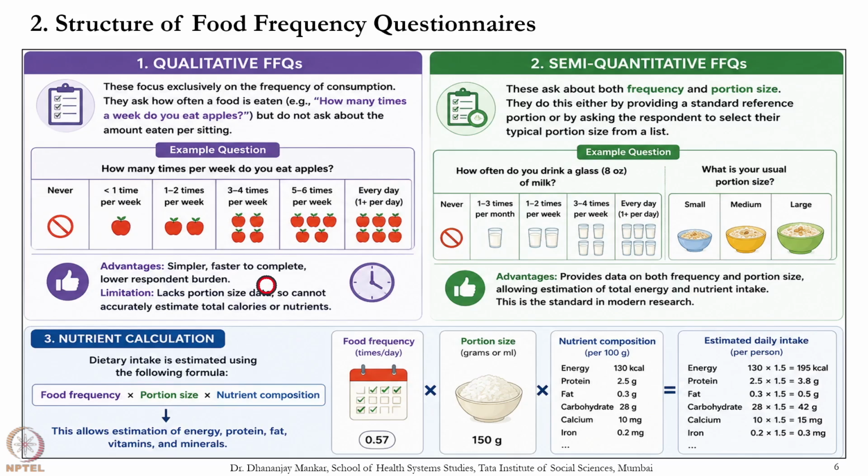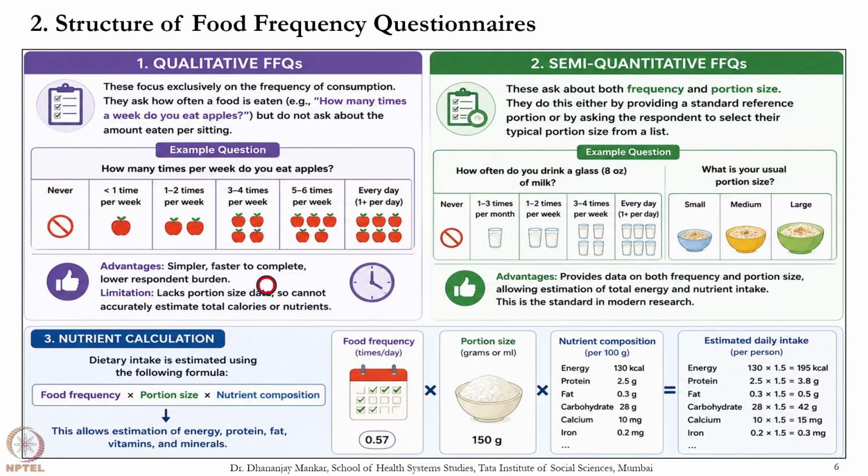portion size. So you can say never, or 1 or 3 times per month, or 1 or 2 times per week, along with what is your usual portion. Like you may say small, medium, large, too large. So both things are covered here. What is the advantage? It provides data on both frequency and portion size, which was missing in the previous case.